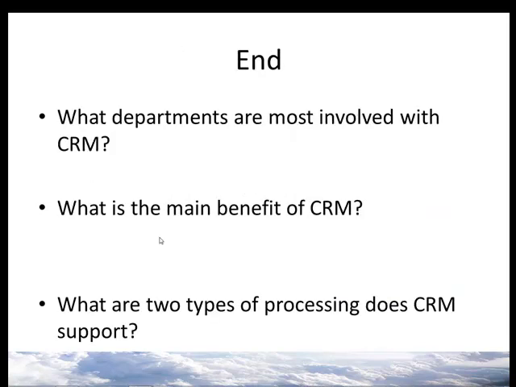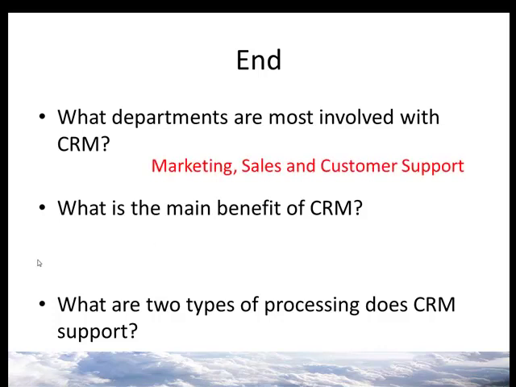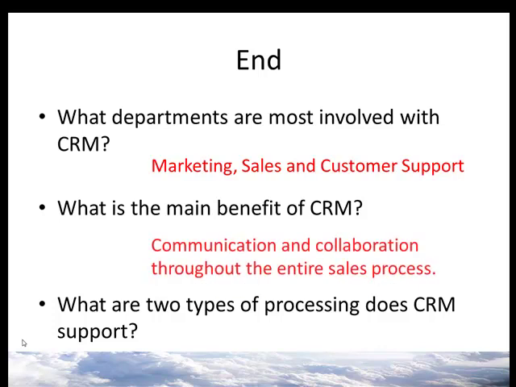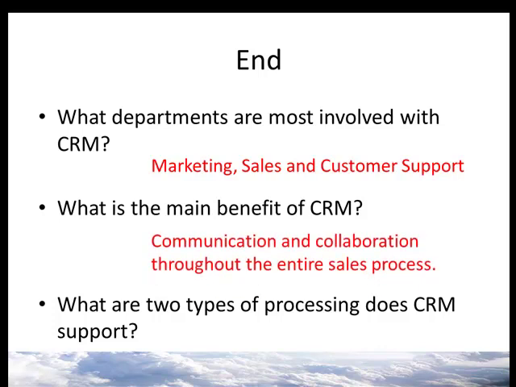Quiz time. What departments are most involved with CRM? Marketing, sales, and customer support. What is the main benefit of CRM? Enhancing communication and collaboration throughout the entire sales process.